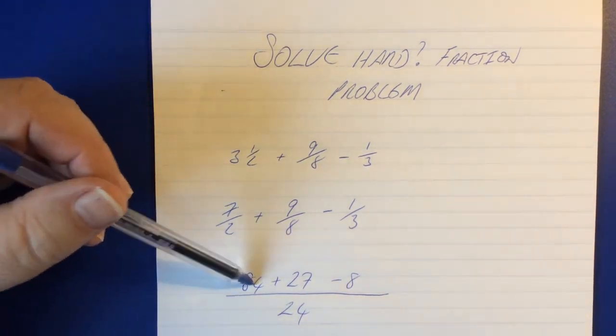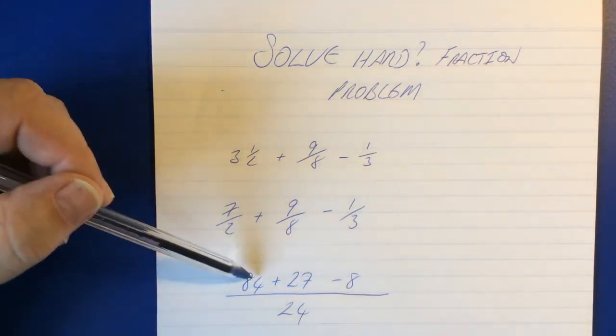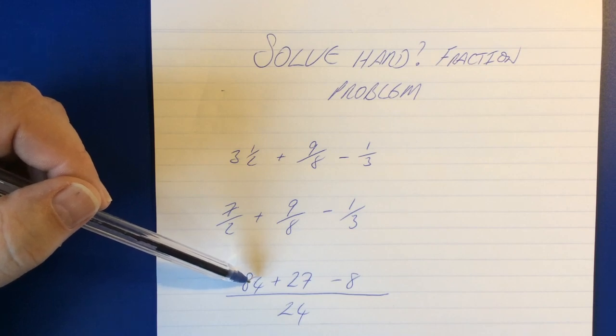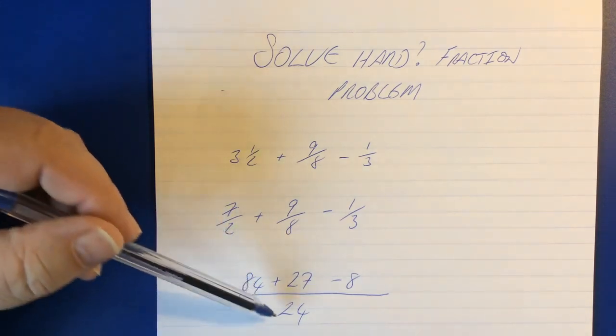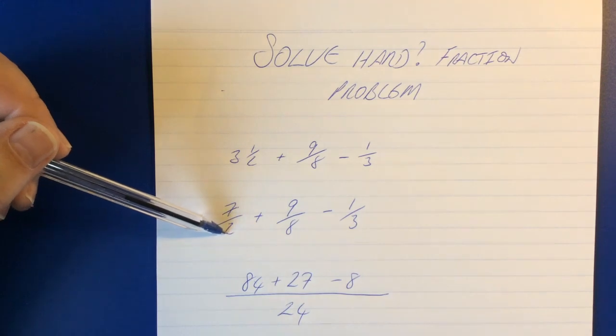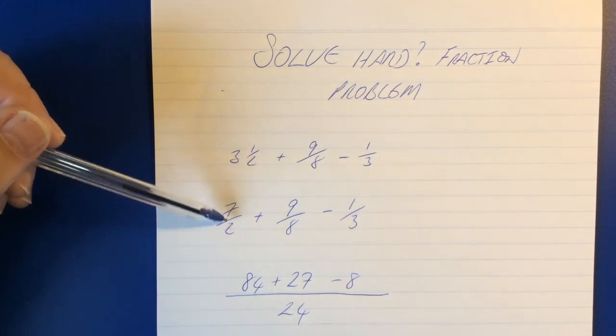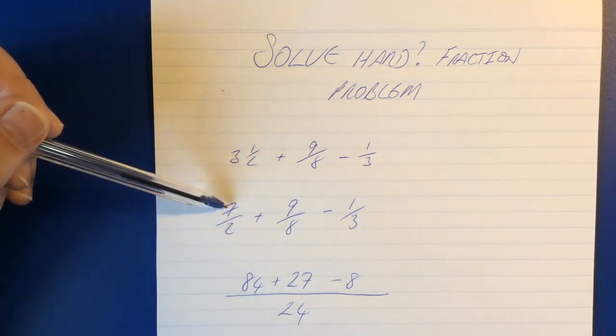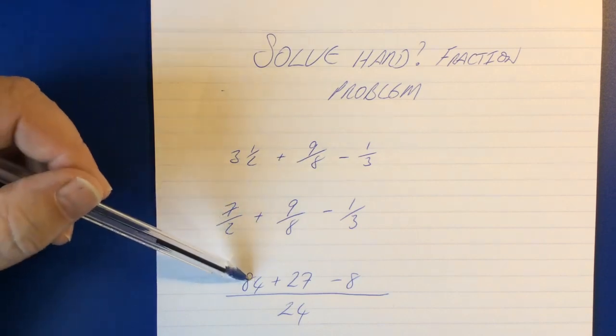Now, the next thing is, what do you do to get these numbers? So let's just talk our way through this. To turn 2 into 24, I multiplied it by 12. So I do the same to the top. 7 12's are 84.